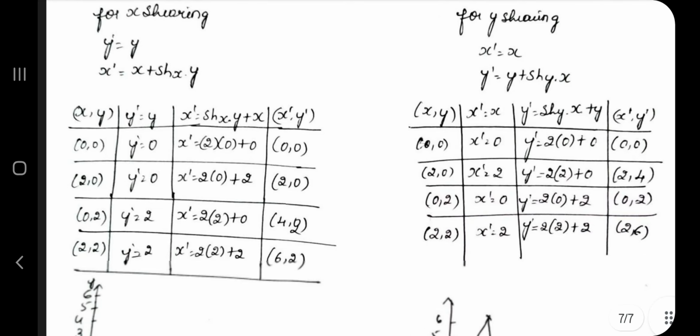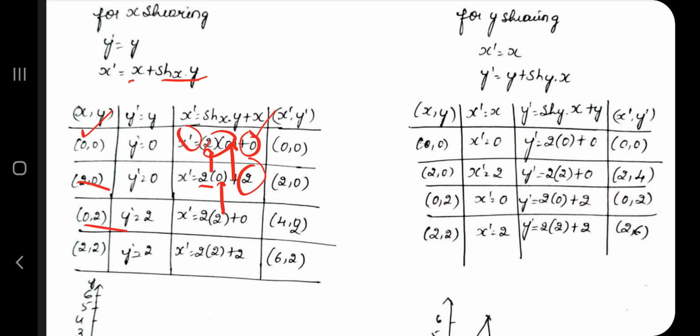For example, see here the 4 points are 0 0, 2 0, 0 2 and 2 2. We are doing it with respect to x, therefore the y remains constant, the y values are 0 0 2 2. So I have written 0 0 2 2. Next, the x value is getting changed, right? So you apply this formula, x plus shx into y. What is the x value here? It is 0. So 0 plus, y value is 0 and shear value is 2, 2 into 0 plus 0 is 0 only, so we write the x dash value as 0. In this case, the x value is 2, so you have written here 2. 2 into y value is still 0 only, because it is 2 comma 0.